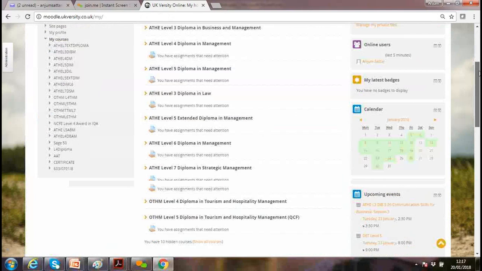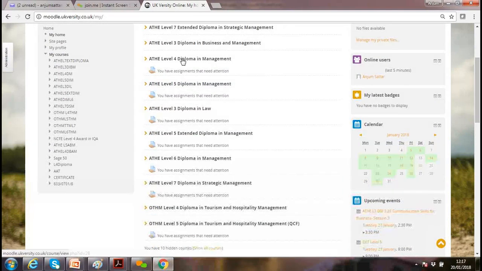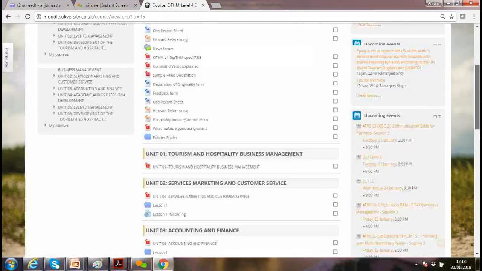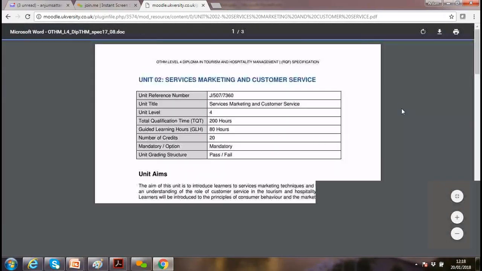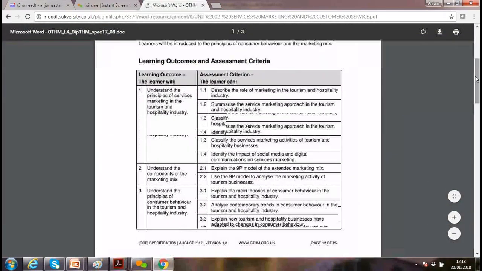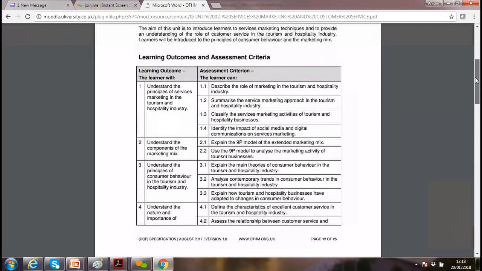So we're doing the level 4 diploma, OTHM, and if we look at the course content, we're doing LO2, which is to explain the 9P model of the extended marketing mix. 7 P's, 9 P's, people just added a few elements more. So the initial concept was 4P, then 6P, 7P's, 9P's.